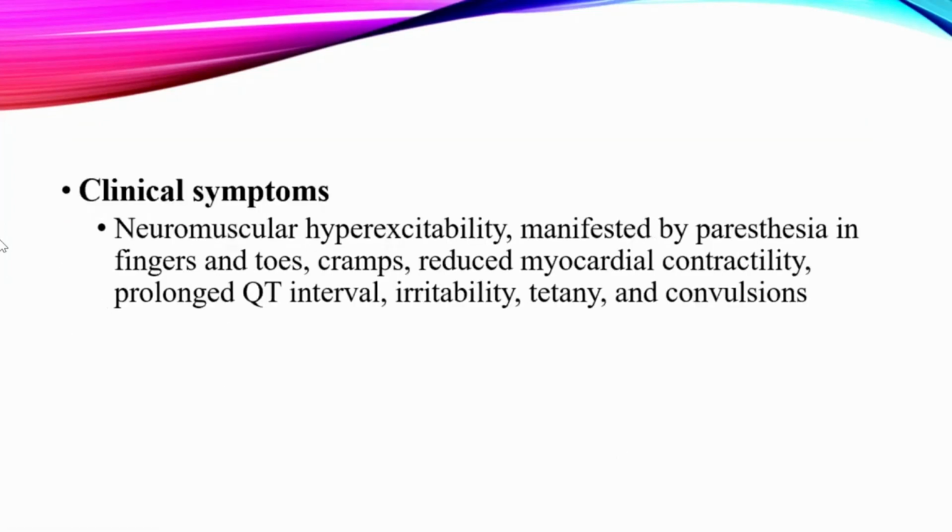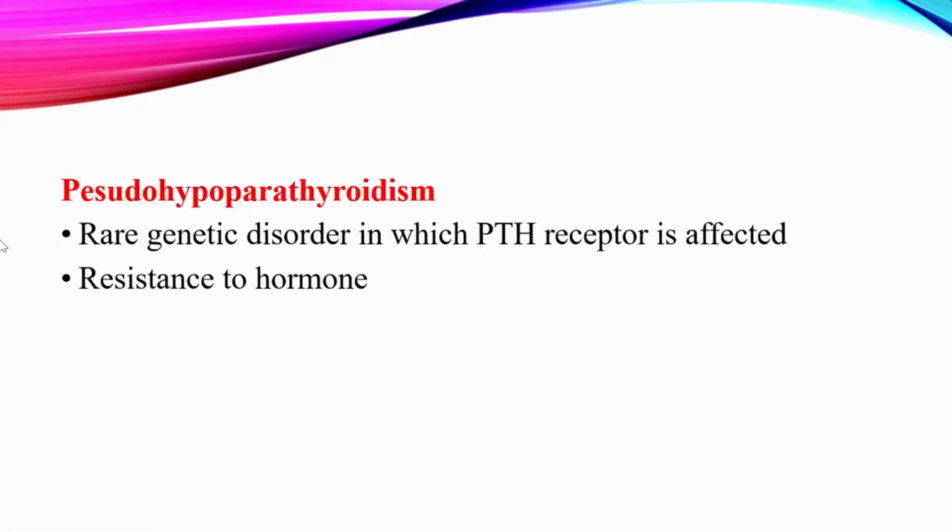The clinical symptoms of hypoparathyroidism are neuromuscular hyperexcitability, which can be manifested by paresthesia of fingers and toes, cramps, reduced myocardial contractility with a prolonged QT interval. There will be irritability, and tetany and convulsions can be seen in case of hypoparathyroidism. Now, pseudohypoparathyroidism.